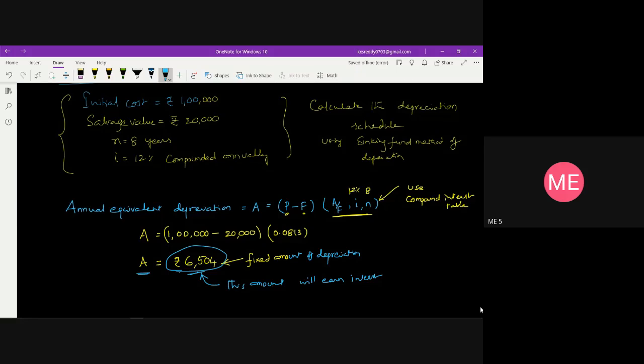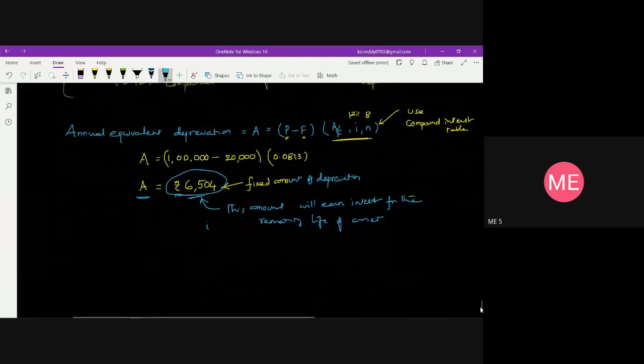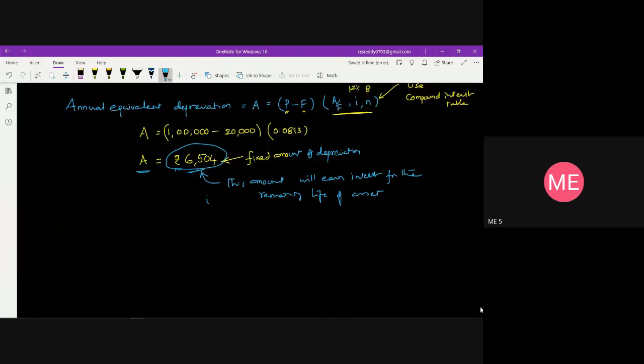Then we are going to calculate the second year depreciation. Likewise, we need to calculate the net depreciation. The depreciation amount will earn interest for the remaining period of the service life of the asset, for example, 8 years, at an interest rate of i, here given as 12% compounded annually. Once you calculate the annual equivalent depreciation, which is a fixed depreciation at the end of every year, we'll calculate the depreciation.